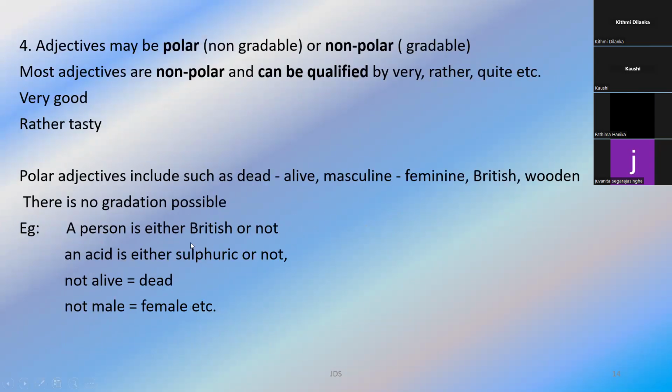Tell me something about this. Polar and non-polar adjectives, what are they? What is the difference that you can find between a polar adjective and a non-polar adjective? Which ones can be graded? Non-polar ones can be graded with adverbs like very, rather, quite, etc. Right.